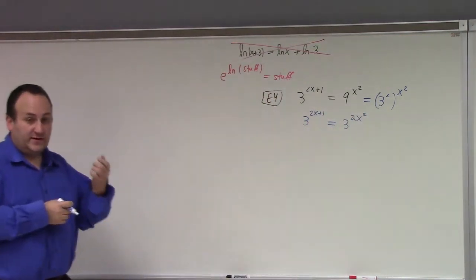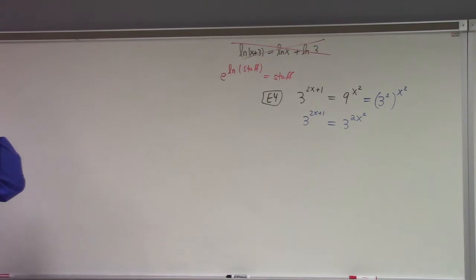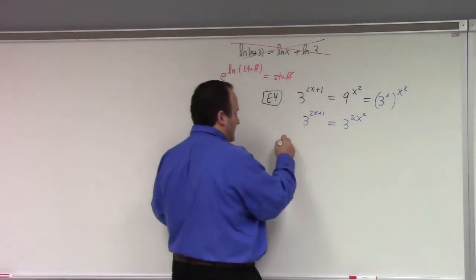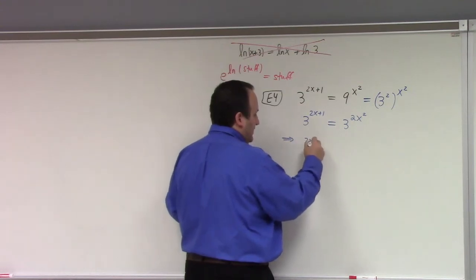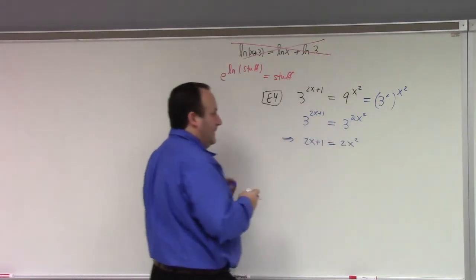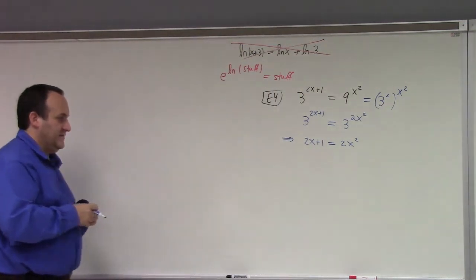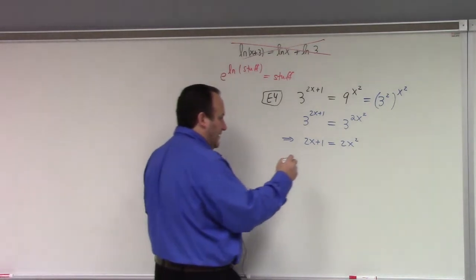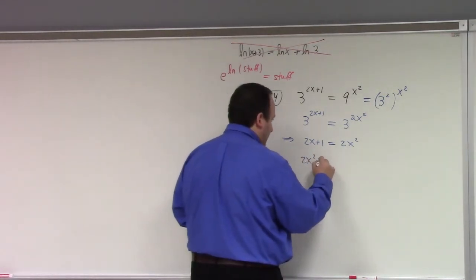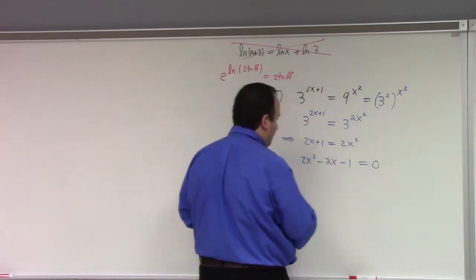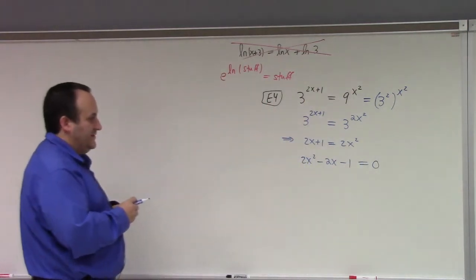And then we can use the one-to-one property of the 3 to the x function, right? So by the one-to-one property, this implies 2x plus 1 equal to 2x squared, which is still slightly unpleasant, but not so unpleasant, right? So here we've got 2x squared minus 2x minus 1 equals to 0, yeah? And maybe we can solve that, right?